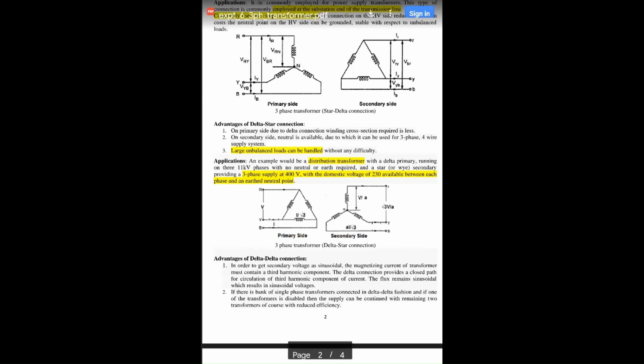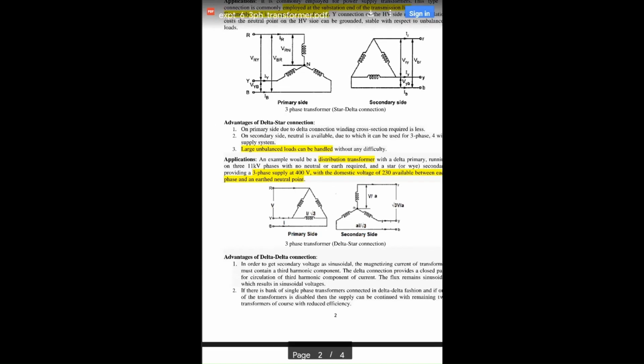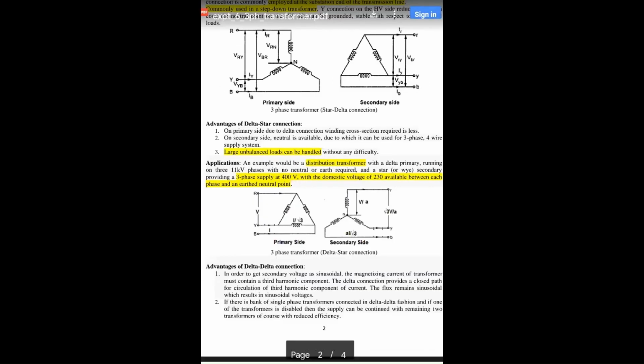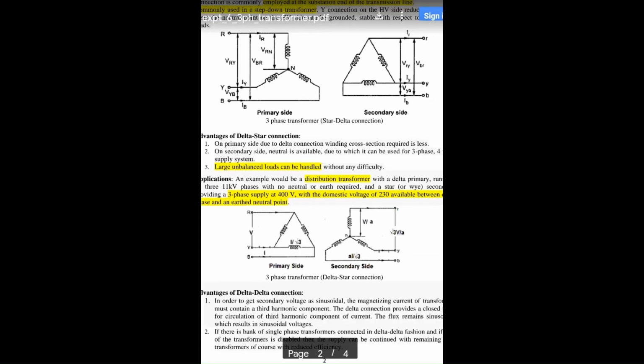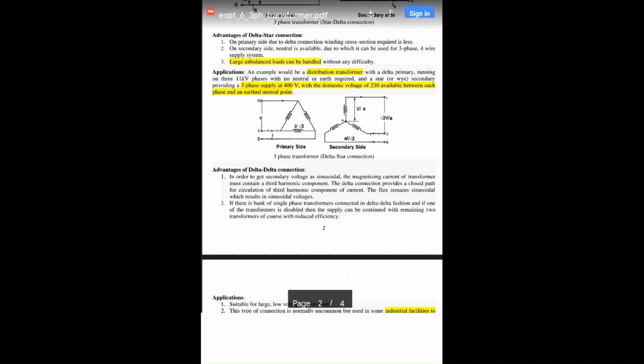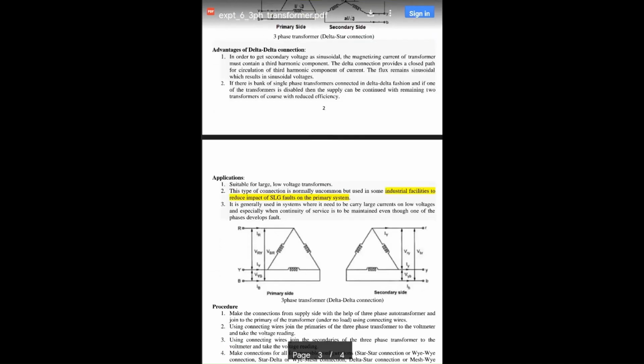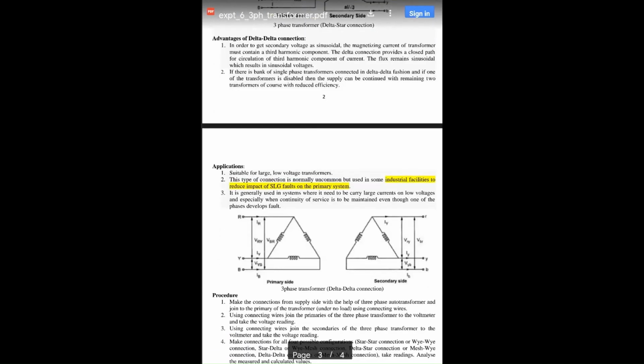Okay, so different loads are connected in this phase, R phase, or some load is connected in the Y phase, some is connected in the B phase. So if at all one of the phases goes out of operation, still these two are operational, so it will serve the purpose. Okay, so last is our delta connection, although it is not very popular. Its advantage is that in order to get the secondary voltage as sinusoidal, the magnetizing current of the transformer must contain the third harmonic component.